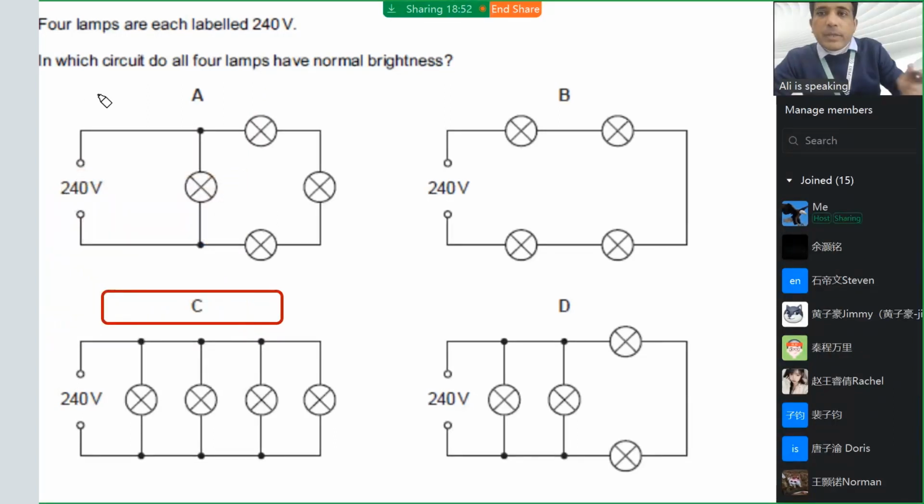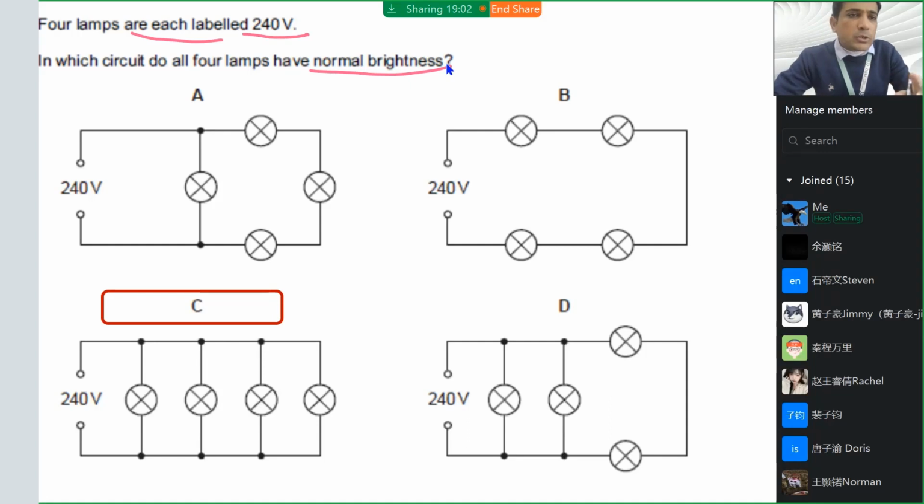Now let me explain. First thing you need to understand, it is given to you each lamp is labeled 240 volts, normal brightness. If you're talking about normal brightness, it means what is written on the bulb. That much voltage you have to give to the bulb, meaning that much potential difference has to be across that light bulb. Let's say I have a light bulb that is 240 volts. So the potential difference needed for normal brightness is 240 volts.